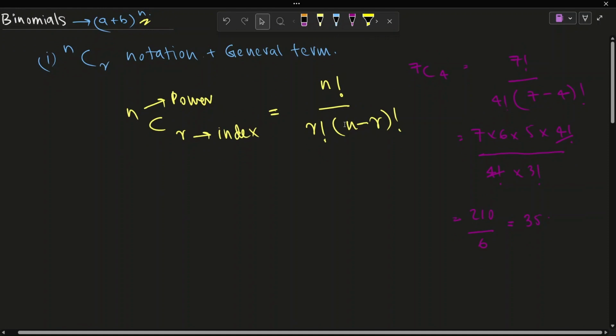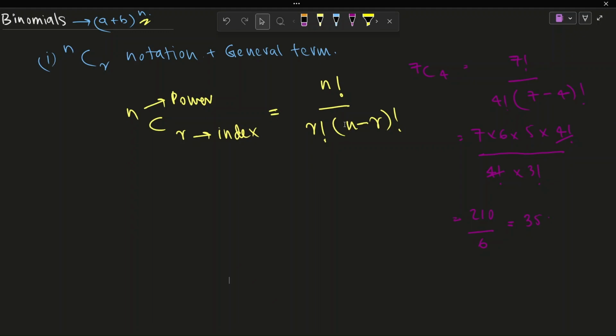Moving on to our general term. Now the general term is tricky because it's long, but once you get the hang of it, you can do it quickly and efficiently. So let's breeze right through it. Now I'm going to call the general term TG. TG is going to be equal to nCr times a to the power n minus r times b to the power r. That's it. You can use this formula to find any term in any binomial expansion. That's all you need to know.